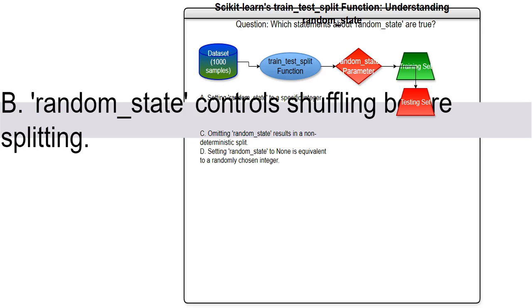Now, statement B. It suggests that "random_state" is used to control the order of data before splitting occurs. This statement is correct. The "random_state" parameter acts as a seed for the random number generator. Using the same seed will always result in the same shuffling and subsequent split.